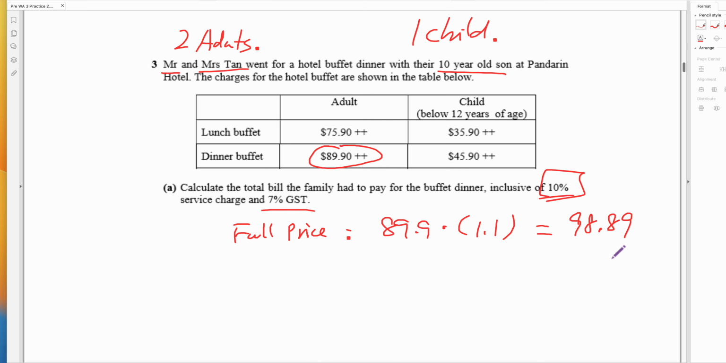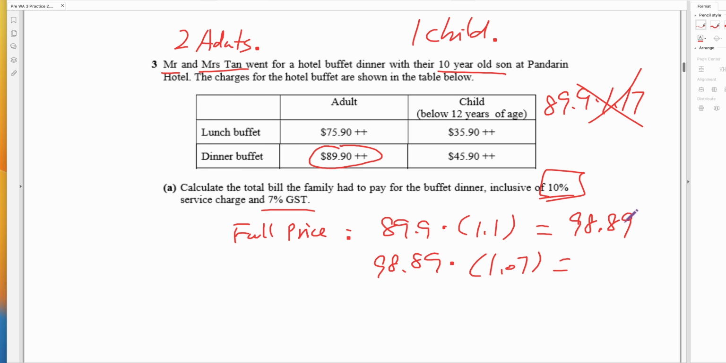Okay? Okay, good. So therefore you take this 98.89 times the 1.07. You know why, right? Because 7% applies to the 98.89. You don't use the 89.9 times 1.17, that's wrong. Okay, good. So what's the answer? 105.8123. Good. Just keep it first. So this is the full price for one adult.